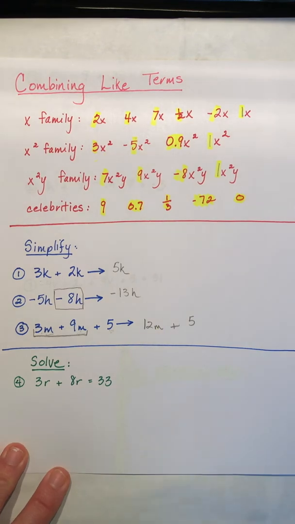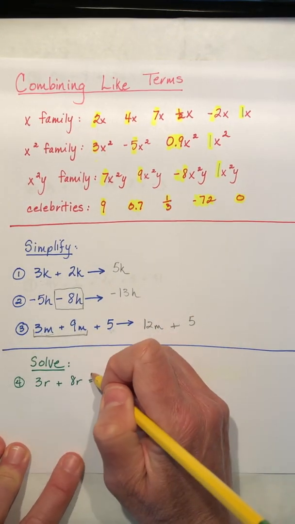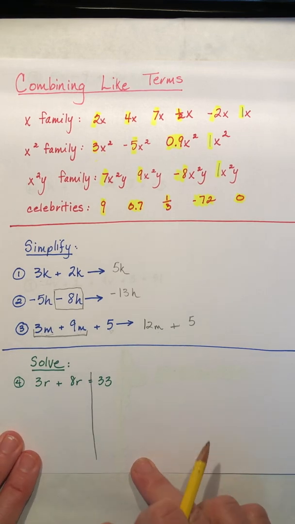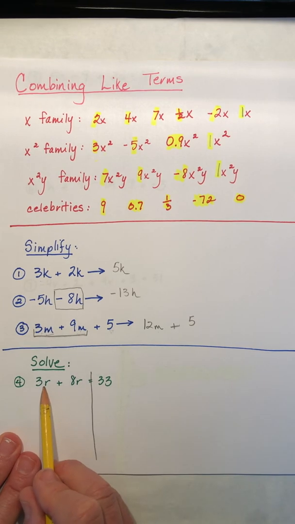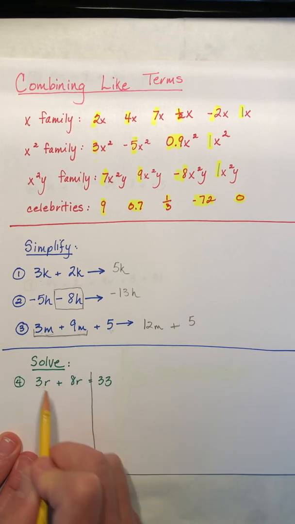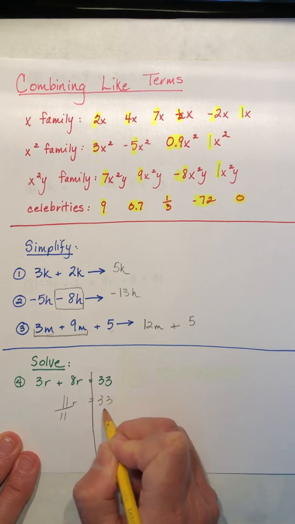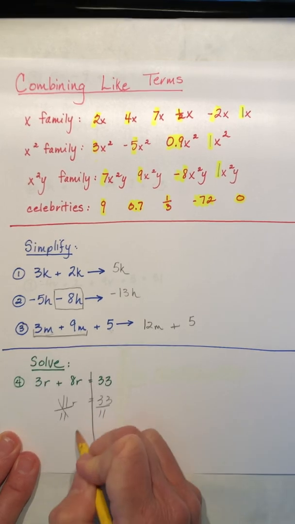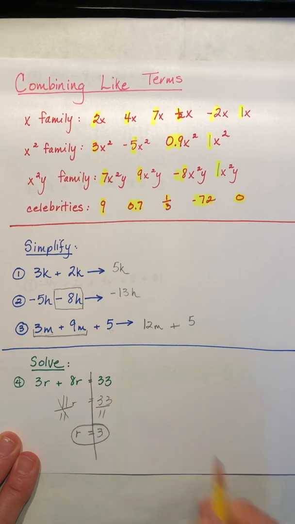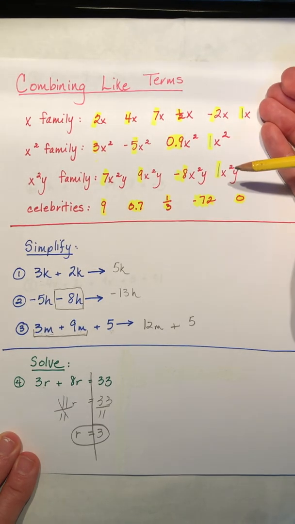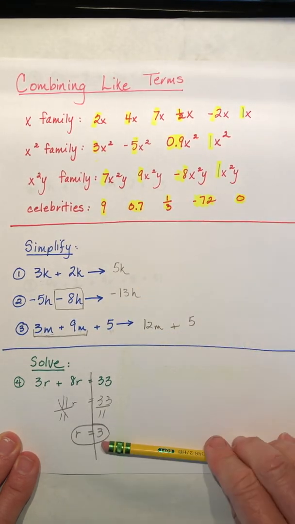So let's see how that works in an equation. So I'm going to start by drawing my line straight down. I don't have any subtraction to box in. I don't have any distributing to do. So the next thing I want to think about is combining like terms. I have 2R family members. I say 3R plus 8R is 11R equals 33. Divide both sides by 11, and R equals 3. So this you don't have copied. The red stuff with the highlighting, the simplify, and the solve you do have copied.